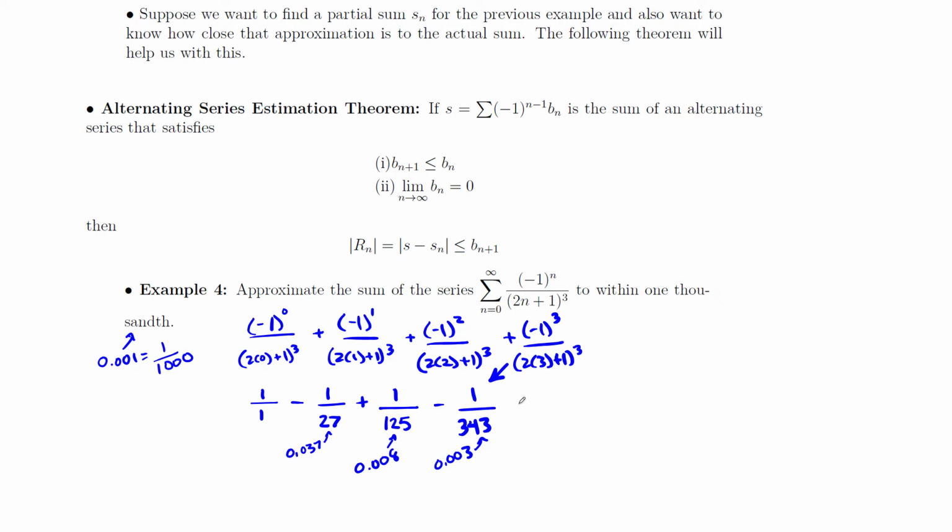So then let's go ahead and say our next one is -1 to the fourth over 2 times 4 plus 1 cubed. So that's plus 1 over 9 to the third power, right? So 9 to the third power is 729, which is approximately 0.0014, we'll call it 0.0014. Still, this is bigger than 0.001. So we'll go again.